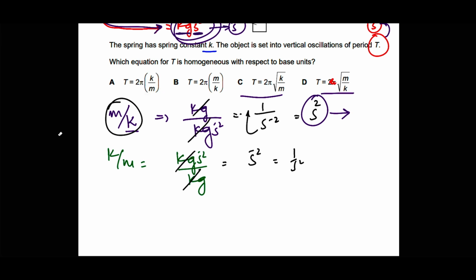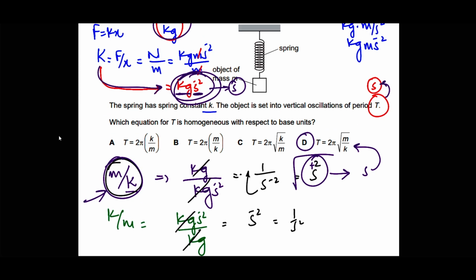Okay. So by this time, I hope that you've already guessed it. It should be m over k, right? Because only then we get an s with a positive power, and it should have an under root over itself so that it becomes s. So the closest possible option is going to be option D. That is how you use the homogeneity tool to solve questions, right?